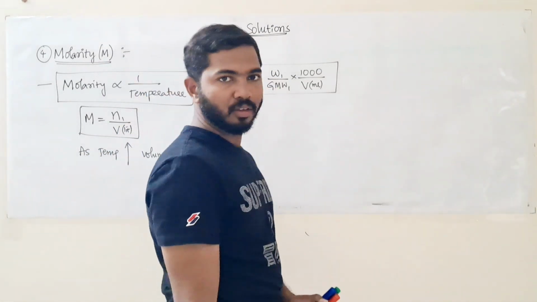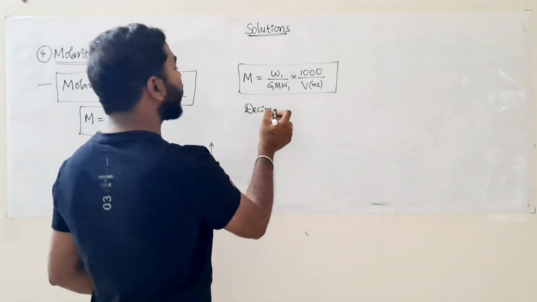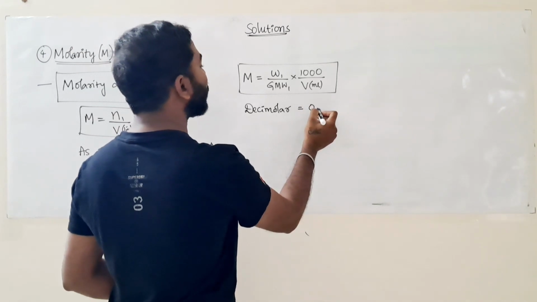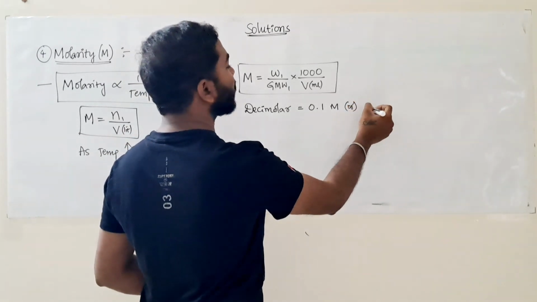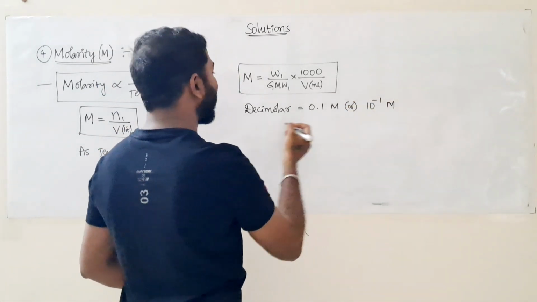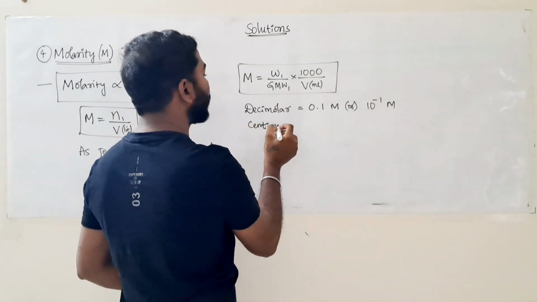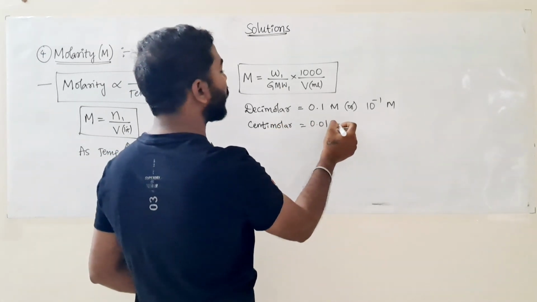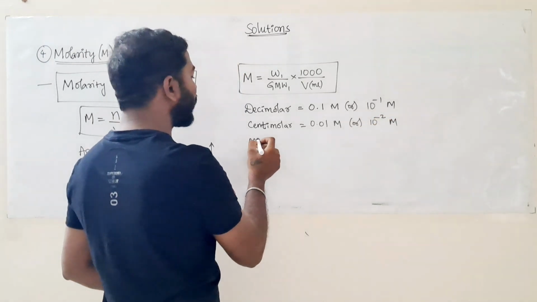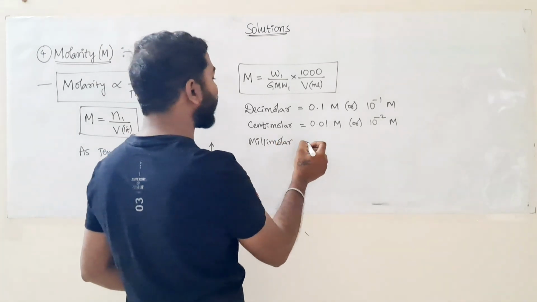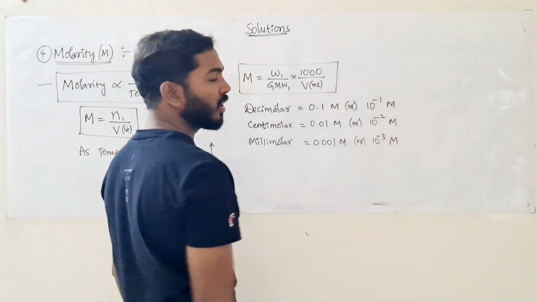In a few questions, they use some kind of notations called decimolar. So what do you mean by decimolar? It is 0.1 molar, which can also be written as 10 power minus 1 molar. And then we can move to centimolar. Actually this is 0.01 molar, or we can also write this as 10 power minus 2 molar. And then we will see something called millimolar, which is 0.001 molar. And then this can be written as 10 power minus 3 molar.